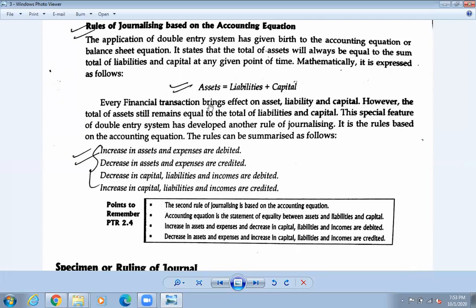So if assets will increase, if the left hand side will increase, that is the debit. Okay, if this will increase, then that is the credit. But if this will be decreasing, that is credit. If this will be decreasing, that is the debit. Okay, so that much we need to know. So if you know this much, so you will know everything.